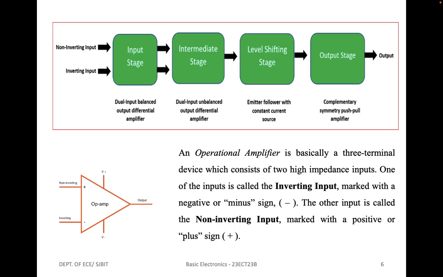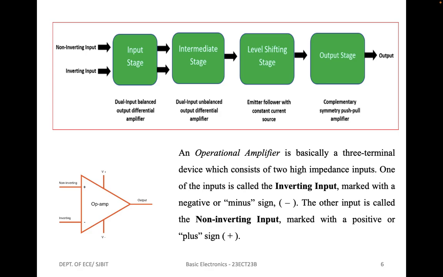Here we can see the block diagram for the operational amplifier, which consists of two inputs. One is the non-inverting input and the other is the inverting input. These are given to the input stage, a dual input balanced output differential amplifier. The output of the input stage is given to an intermediate stage, which is a dual input unbalanced output differential amplifier.